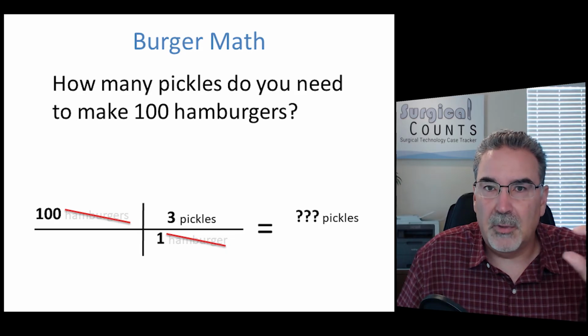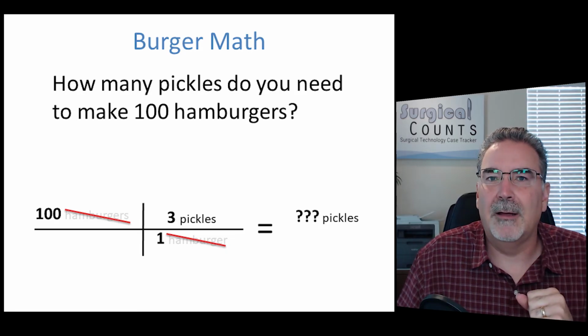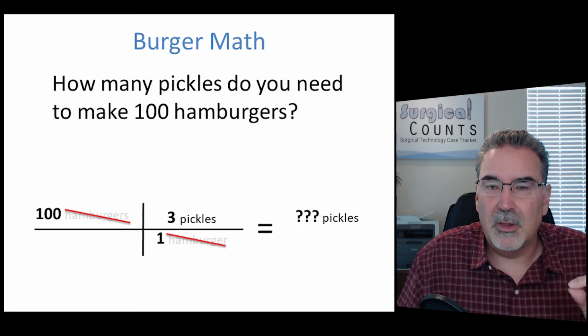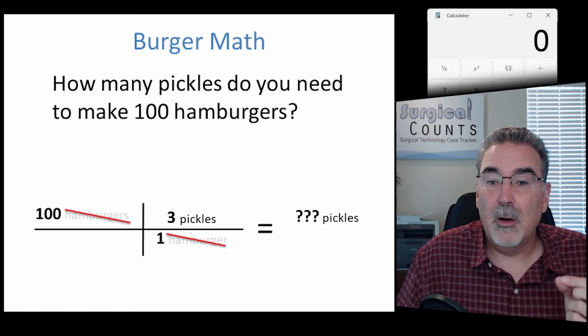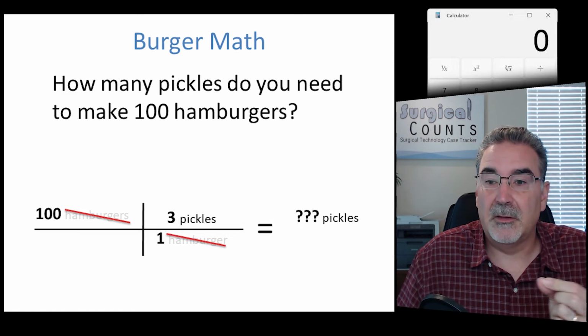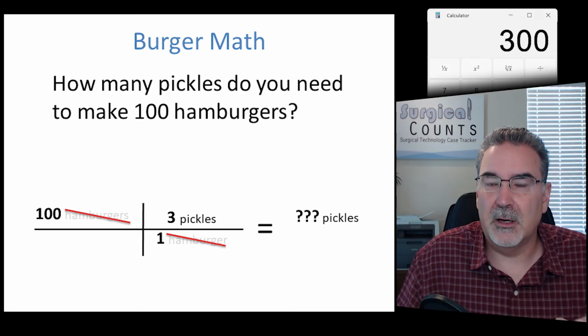All the numbers above the line, we're going to multiply. And all the numbers below the line, we're going to divide. So numbers on the top of the line, multiply. Numbers below the line, we're going to divide. So let's do it. We have 100 times 3, which is 300, divided by 1.